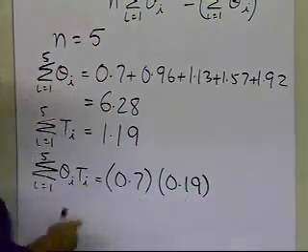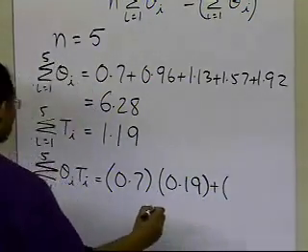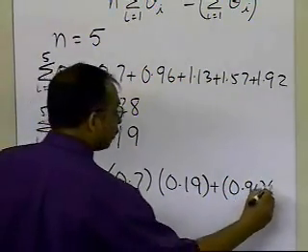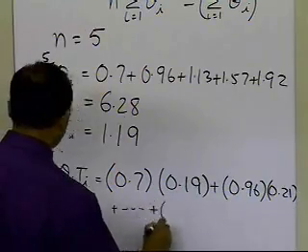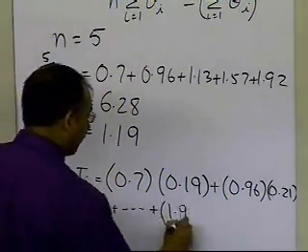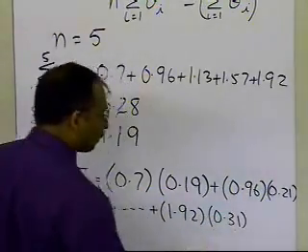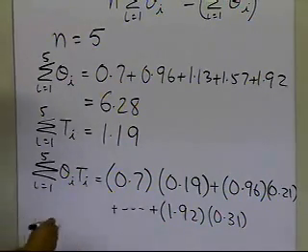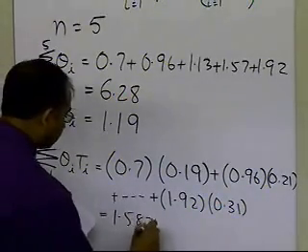So you multiply the two, then you add the next one, where 0.96 is the theta value and the torque value is 0.21. And then you continue this process to the last one, where 1.92 is the theta value and 0.31 is the torque value. So you multiply each of the theta values by its corresponding torque value and then add them up. And this number here turns out to be 1.5822.